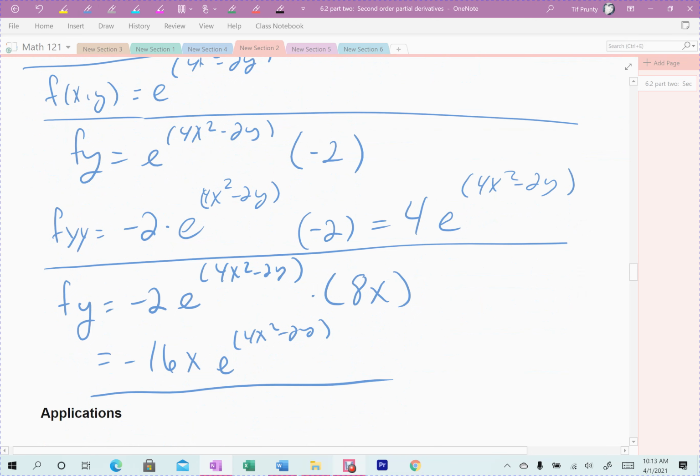Alright, so that's the last example, and then we're going to get into marginal analysis application, and I'll do that in the next video.